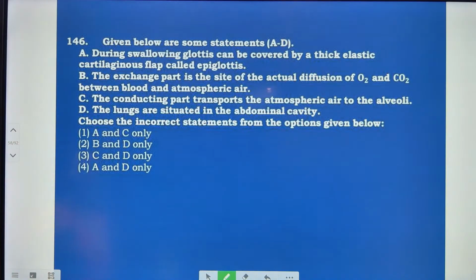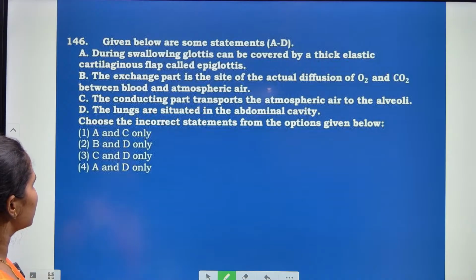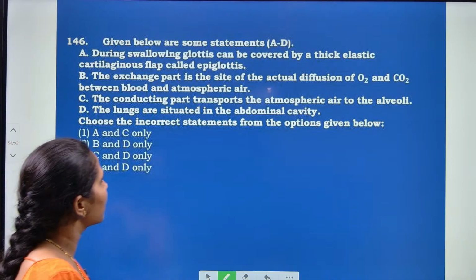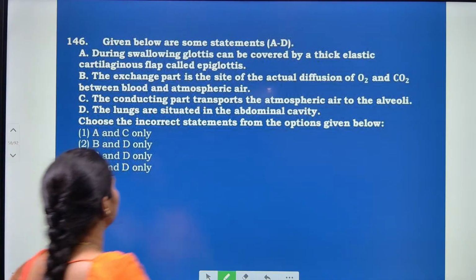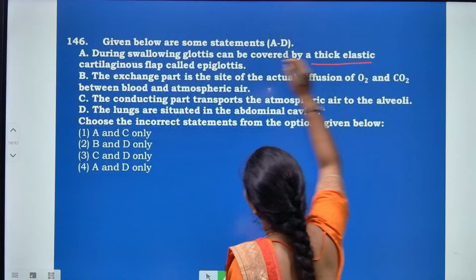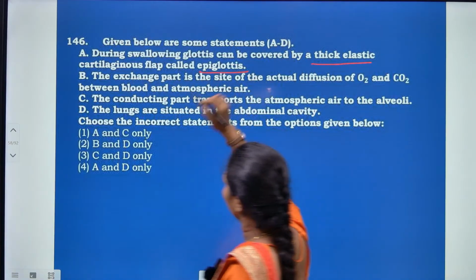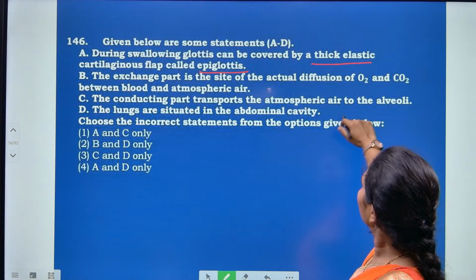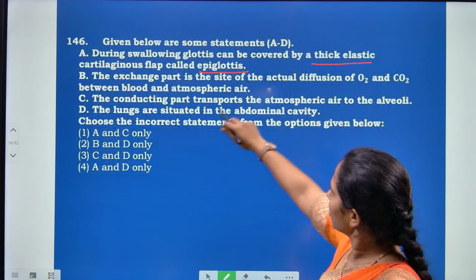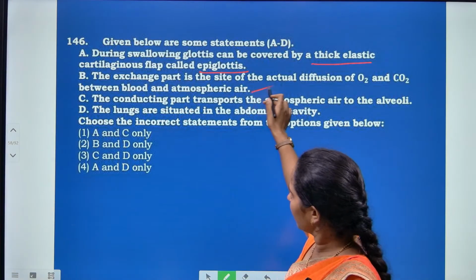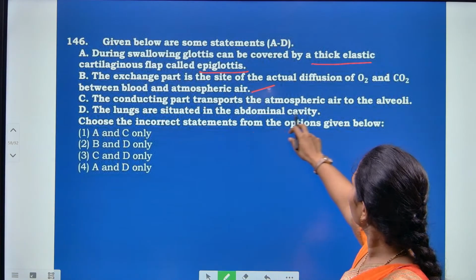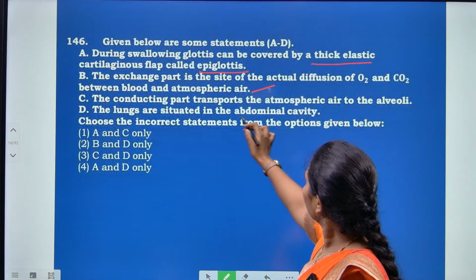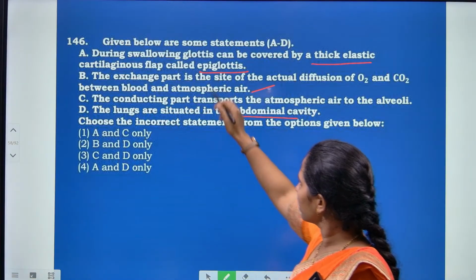Next one. Yes. So given are some statements A to D here. During swallowing, the glottis can be covered by a thick elastic cartilaginous flap here. It is a thick elastic cartilaginous flap called epiglottis. And B: the exchange part is the site of actual diffusion of oxygen and carbon dioxide between the blood and the atmospheric air. It is right. The conducting part transports the atmospheric air to the alveoli. The lungs are situated in the abdominal cavity. Choose the right one here.